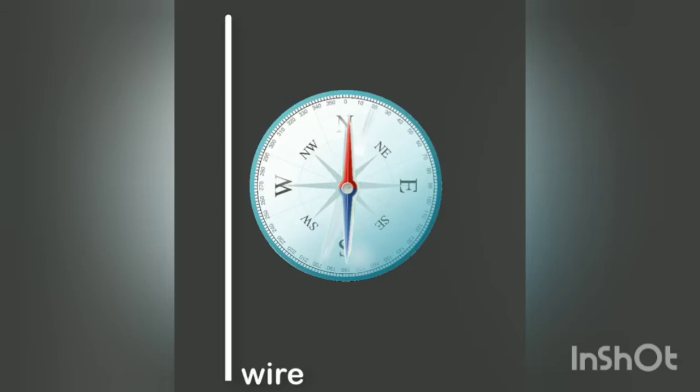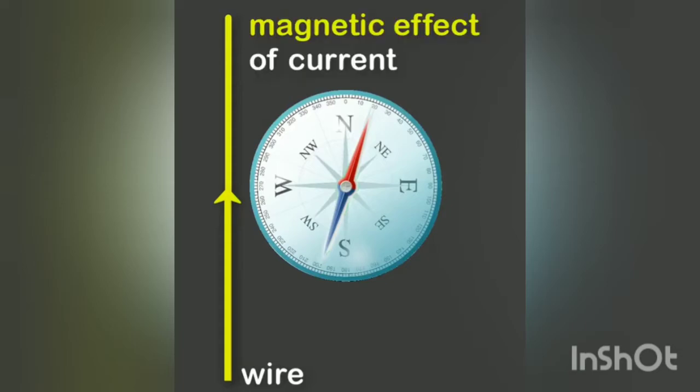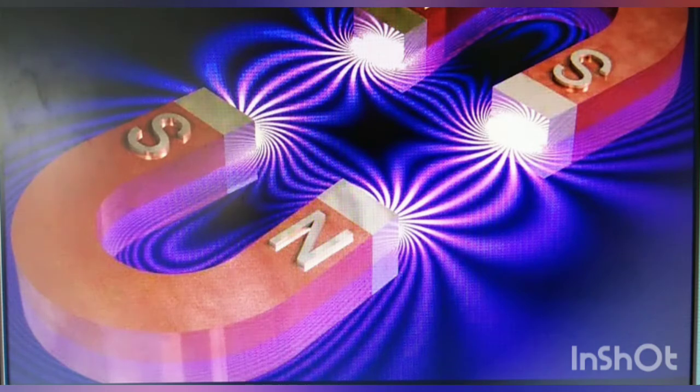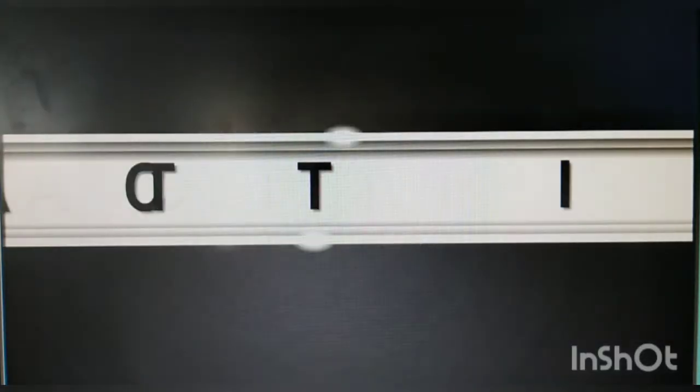So a magnetic compass is made up of a tiny magnet and it can only be deflected by a magnetic field. So Oersted concluded that when the wire carries electric current, it behaves like a magnet. So a current carrying wire creates a magnetic field around it. So this is called the magnetic effect of electric current or electromagnetism. So we are going to understand this concept with the help of some activities.